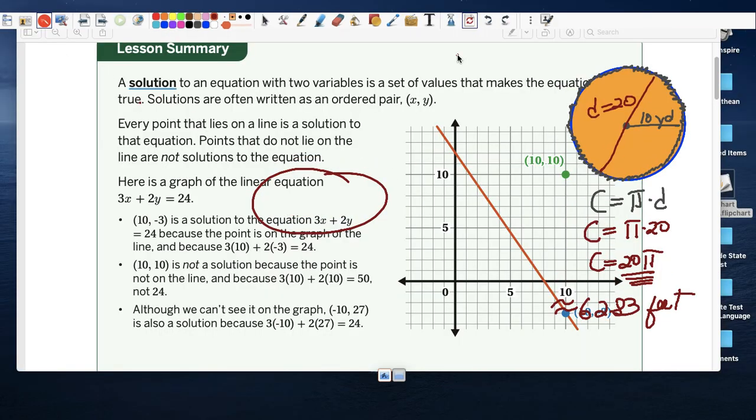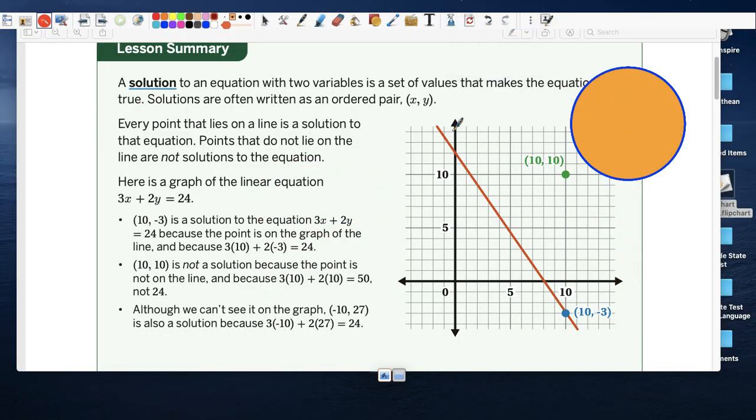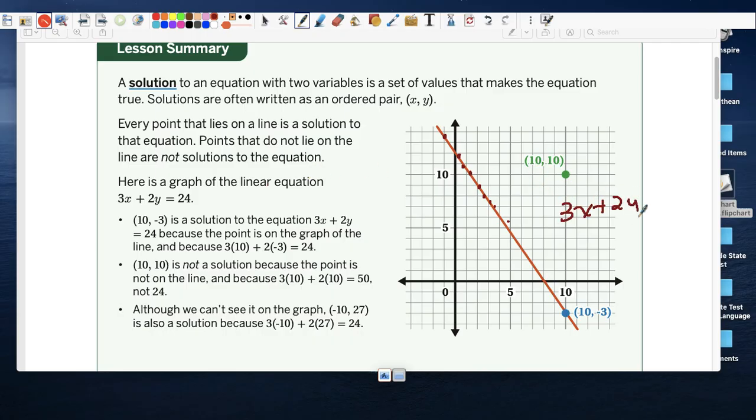So, what we talked about today was that in a linear equation, the solutions to that equation are points that are on the line. Any point on the line that you pick would make this particular equation true. Just as an example, let's pick this point, which clearly is not on the line.